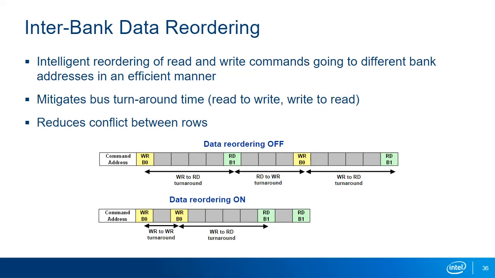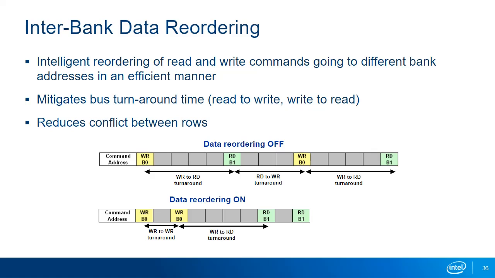Besides reordering activate and pre-charge commands, the controller can reorder read and write accesses to improve efficiency. One of the biggest efficiency hits when accessing memory is switching between reading and writing different banks. Without data access reordering, this can lead to huge bus turnaround penalties, as shown in the top diagram.